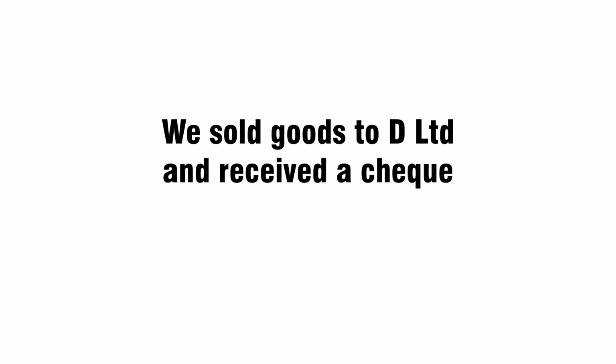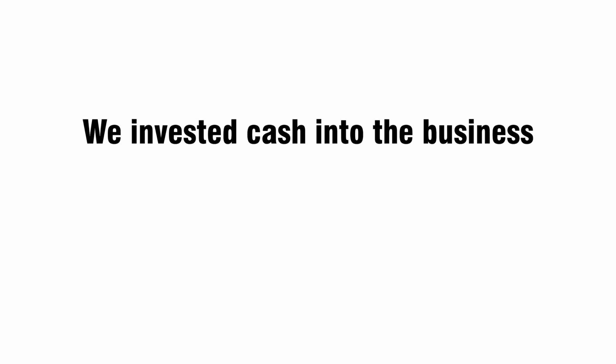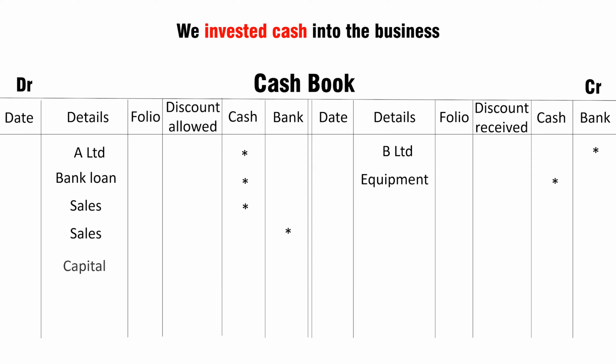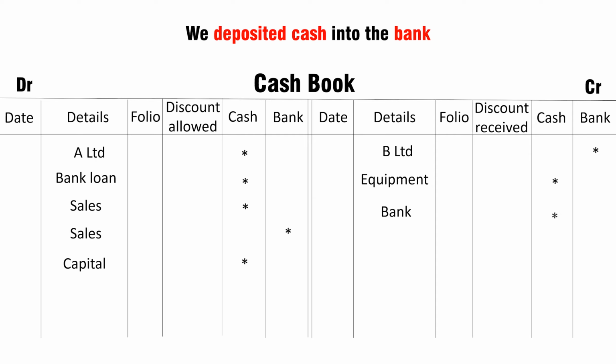We sold goods to D Limited and received a check. Debit: sales, bank. We invested cash into the business. Debit: capital, cash. We deposited cash into the bank. Credit: bank, cash. Debit: cash, bank.